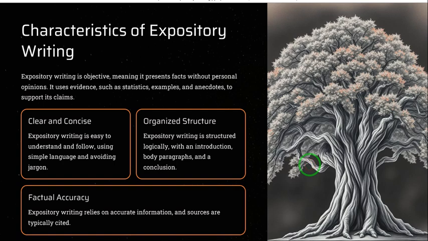What are the characteristics of expository writing? First of all, it should be clear and concise. Expository writing is easy to understand and follow using simple language and avoiding jargon. It should have an organized structure. It's structured logically with an introduction, body paragraphs, and conclusion.